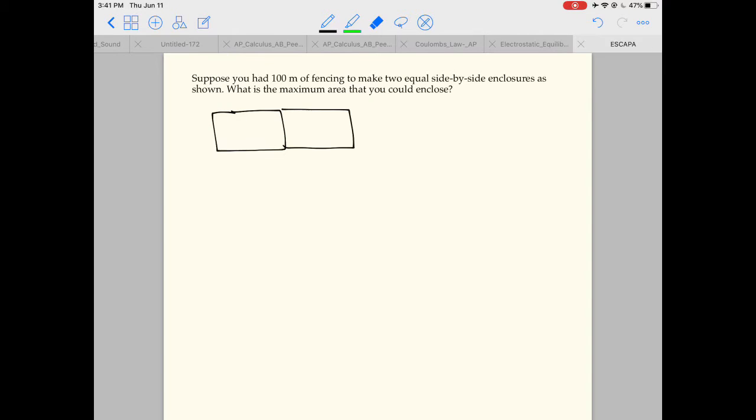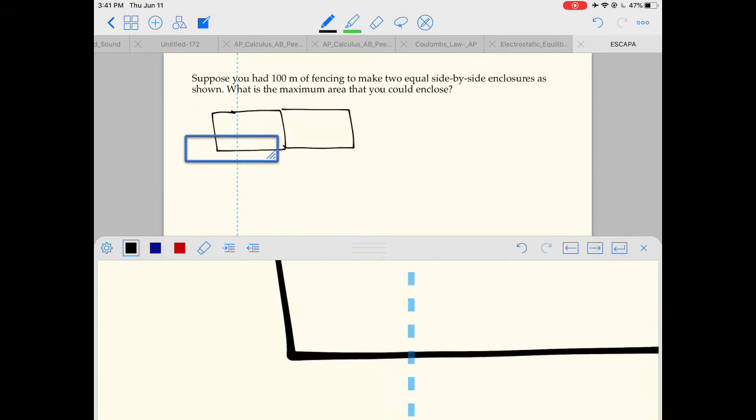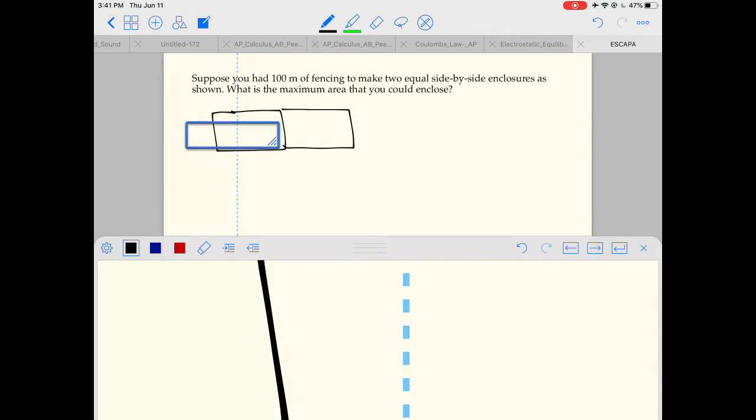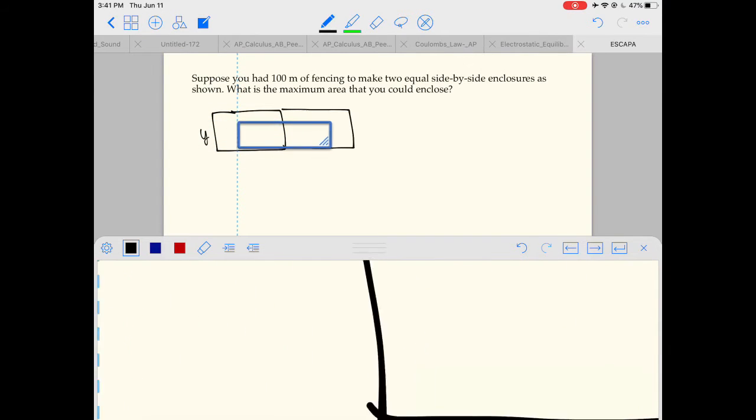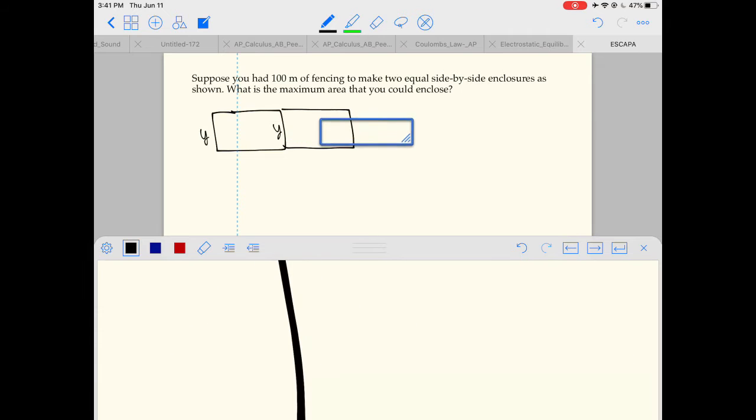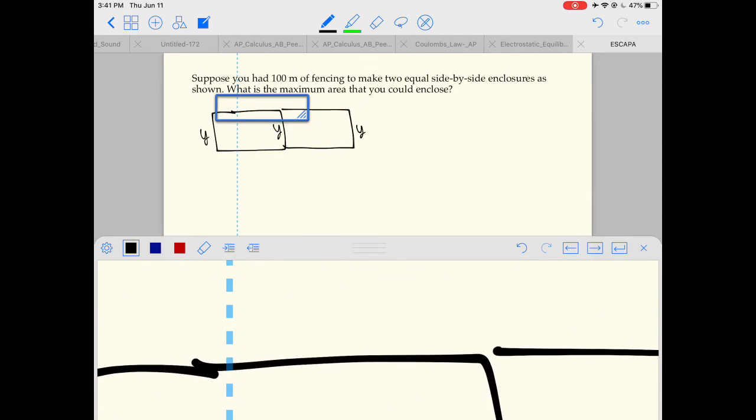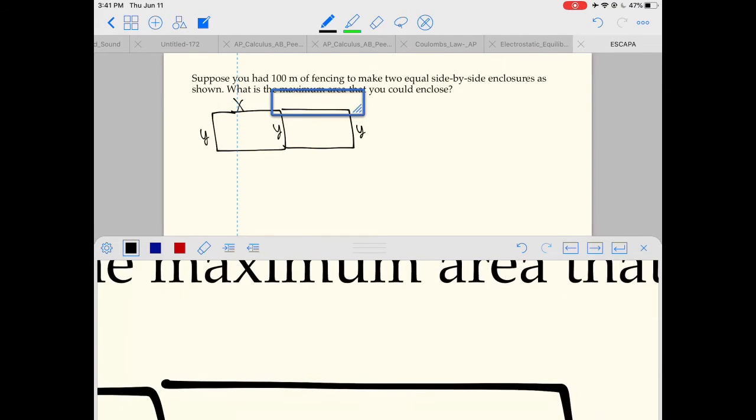So this is our first example problem. The question reads, suppose you had 100 meters of fencing to make two equal side-by-side enclosures as shown below. What is the maximum area that you could enclose? So over here I drew a little picture, and these are meant to be two side-by-side equal enclosures. So first let's give them variables. Let's make y the height, so they're all equal, and x is the length.